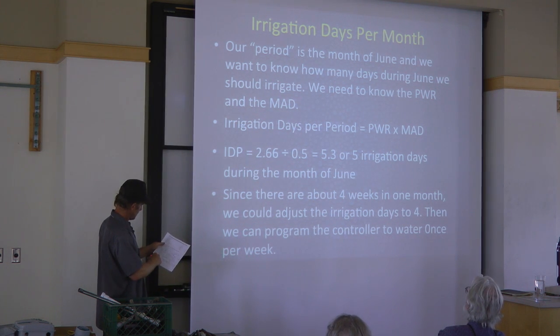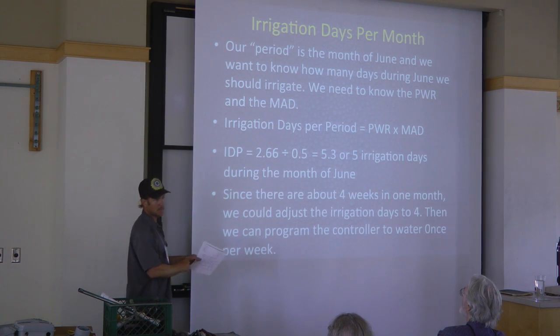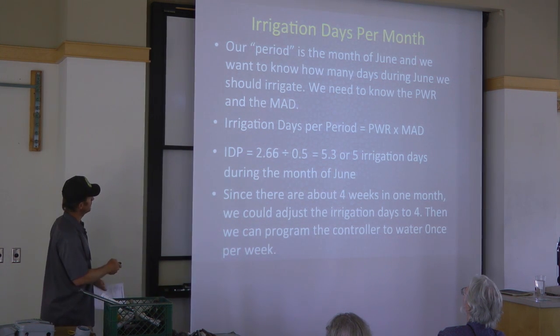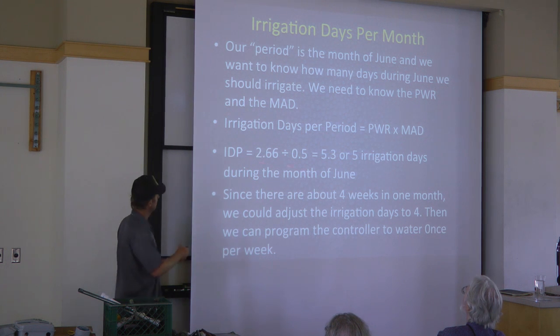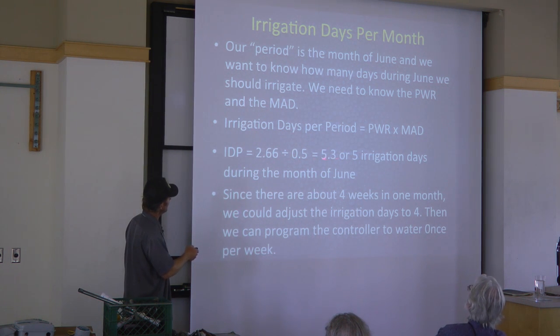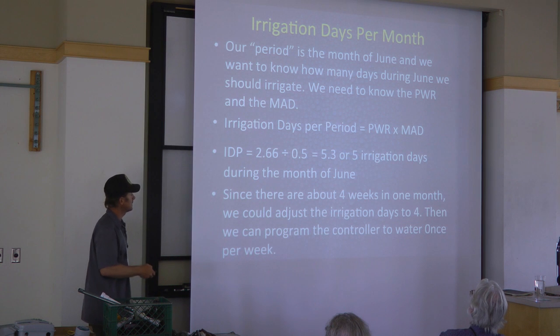Well, the plant water requirement was 5.32, right? That was for June. And we're going to take half of that because my management allowable depletion is 50%. So I'm going to take that and divide it, and you get 5 irrigation days during the month of June.